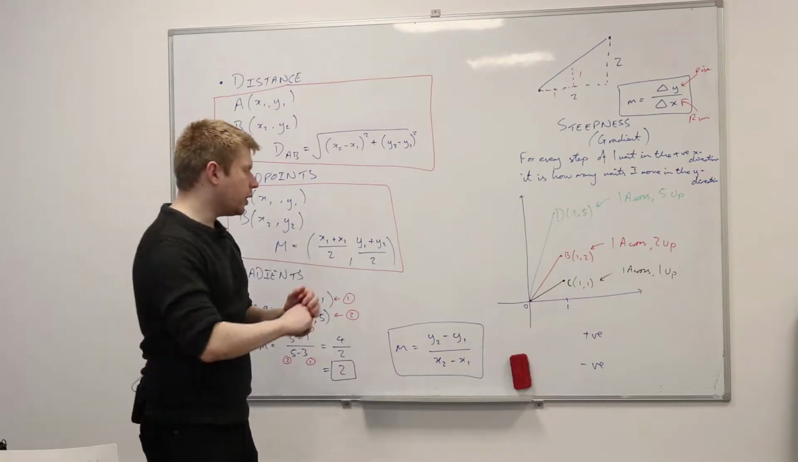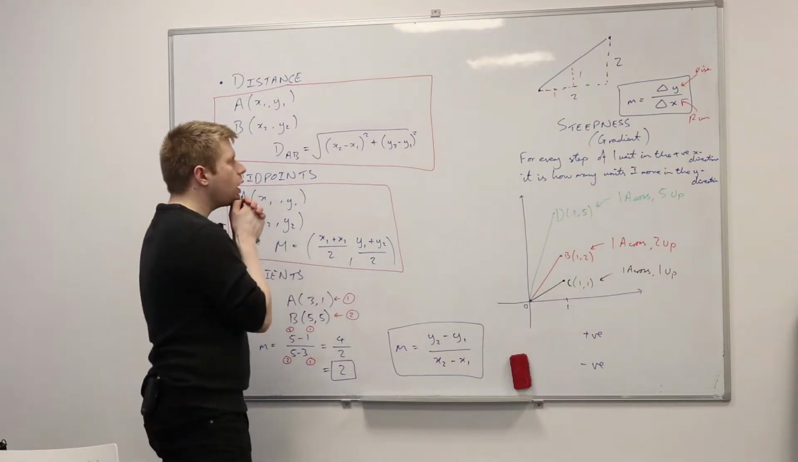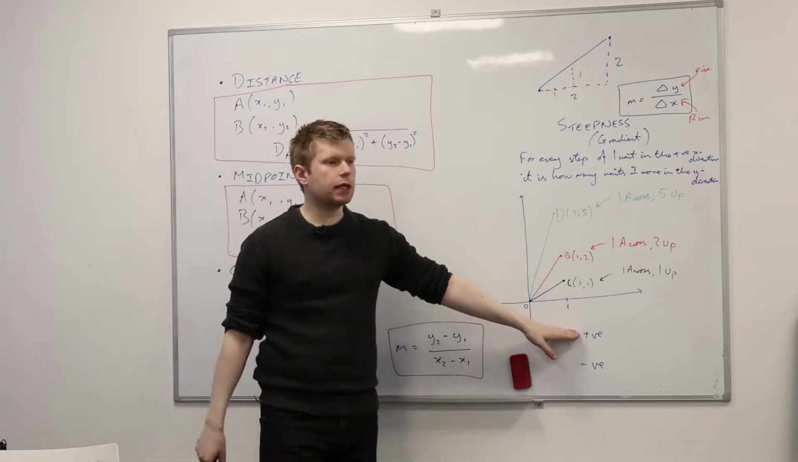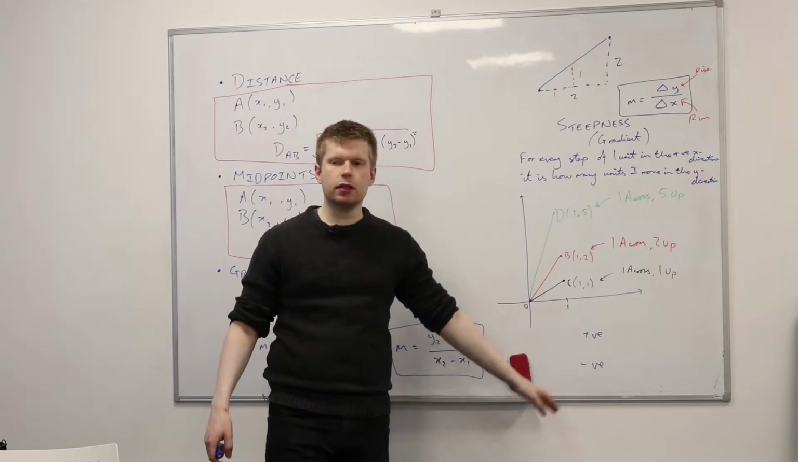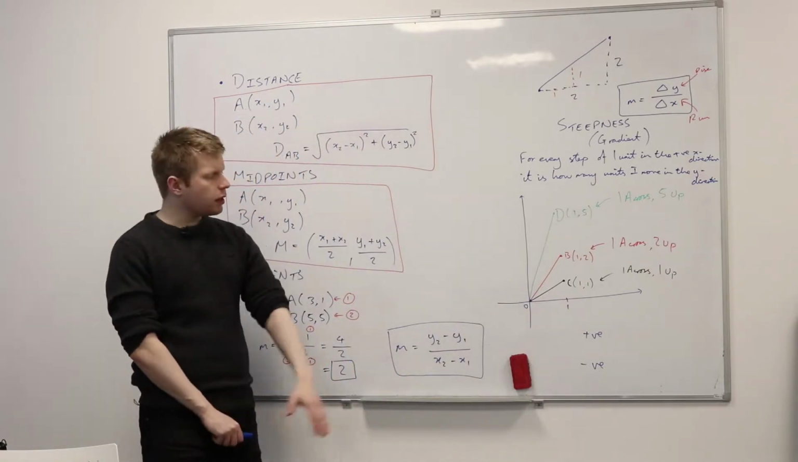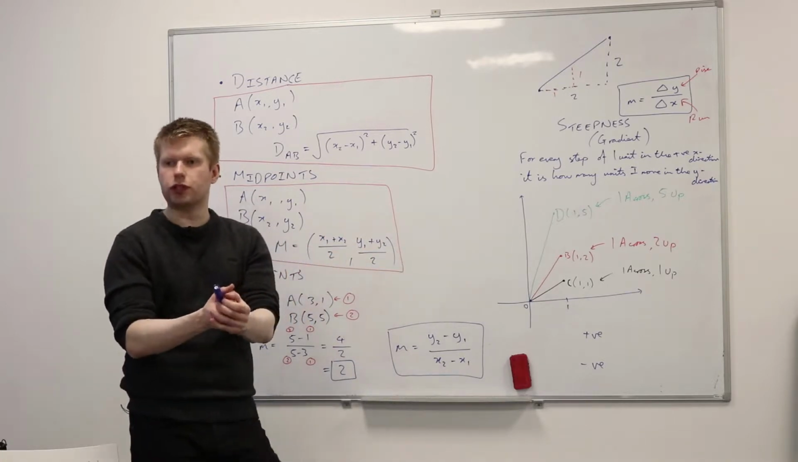Okay, so just before we go for a break, some of you might have noticed with gradient, sometimes the number comes out as positive, sometimes the number comes out as negative, okay? So what do you think that means? If your gradient comes out as positive, what does that mean?